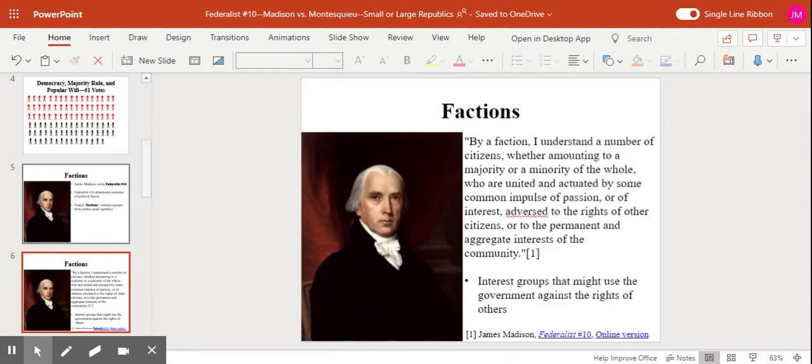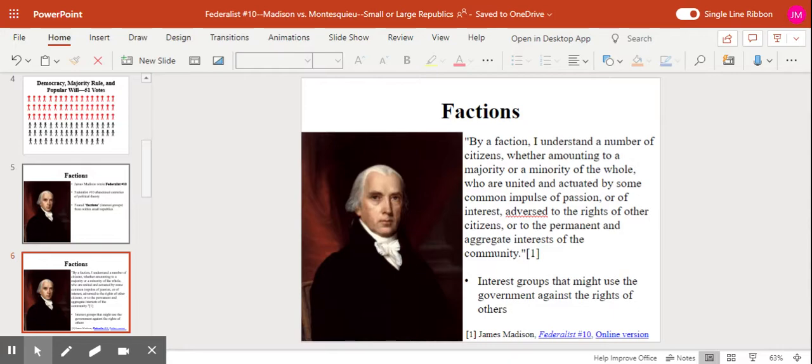And what Madison is concerned with is this natural tendency in humans to form groups may be dangerous to the rights and liberties of others, especially if they use the government to make their desires and actions legal. And so Madison's concern is a very real one.